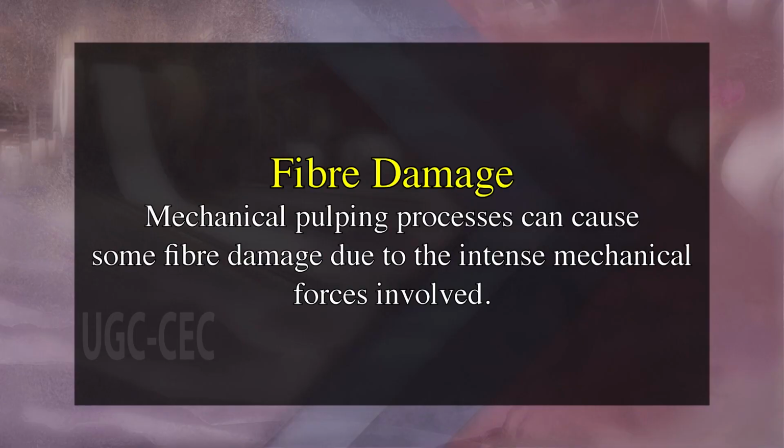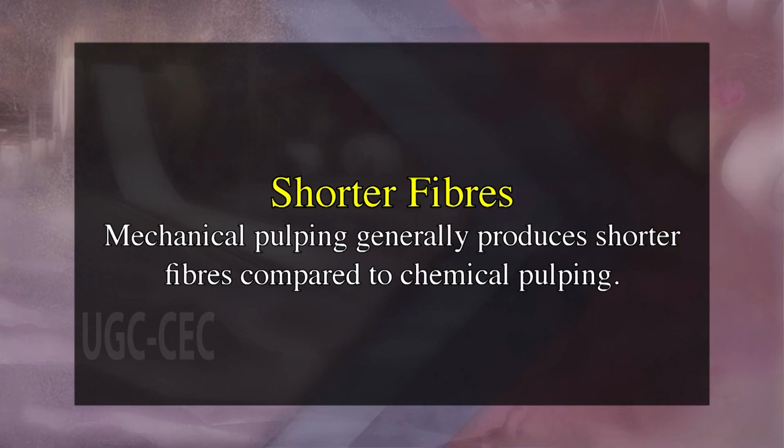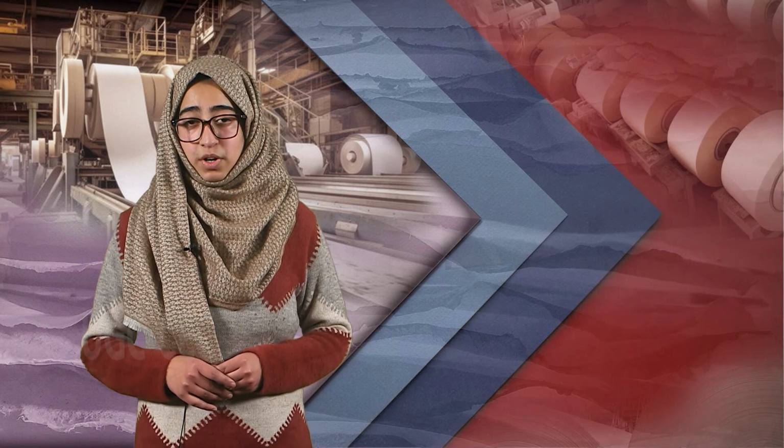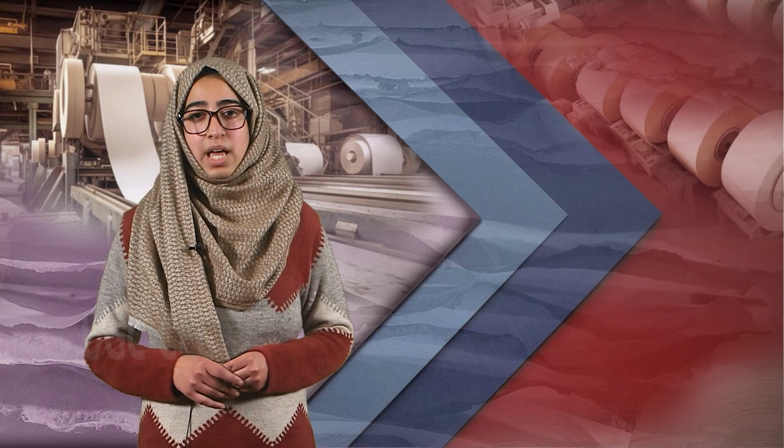These include fiber damage. Mechanical pulping processes can cause some fiber damage due to the intense mechanical forces involved. This can impact the strength and quality of the final paper product, particularly in the case of TMP. Shorter fibers. Mechanical pulping generally produces shorter fibers compared to chemical pulping. While this is acceptable for certain paper grades, it may limit the use of mechanical pulp in higher quality papers.